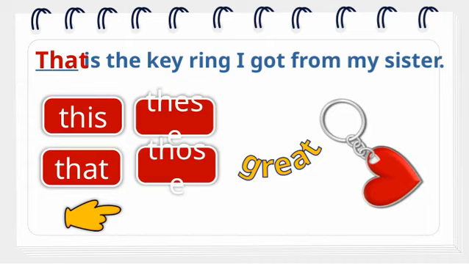That, great, those, that, these, this is the key ring I got from my sister. What I want to highlight here is how small objects, like a key ring, can carry a lot of meaning. This particular key ring is more than just a holder for keys. It's a symbol of connection and memory. You see, sometimes it's the simple things, like this key ring, that remind us of loved ones and special moments.